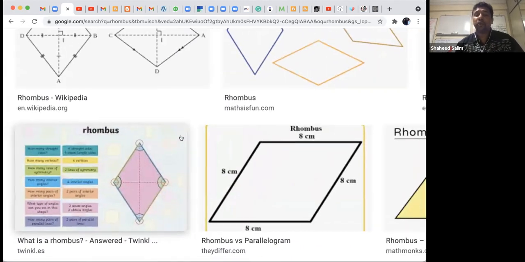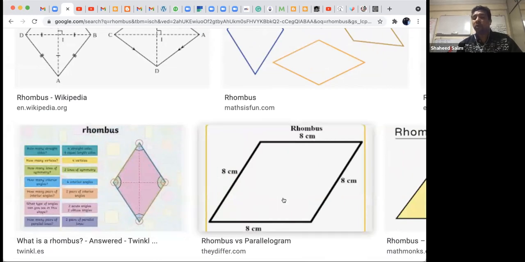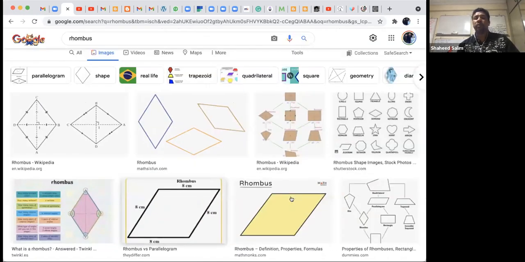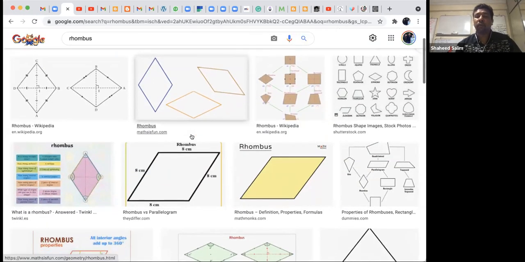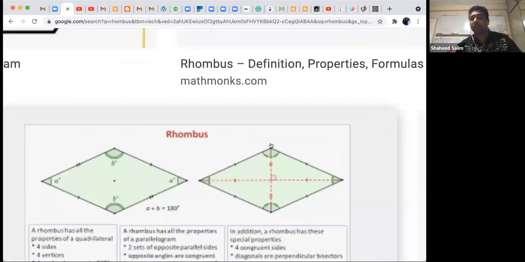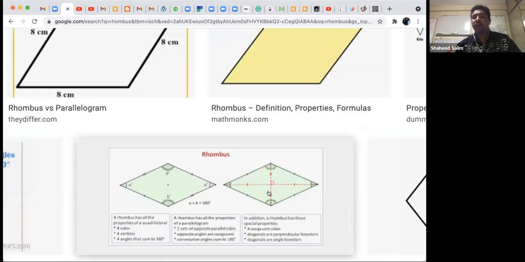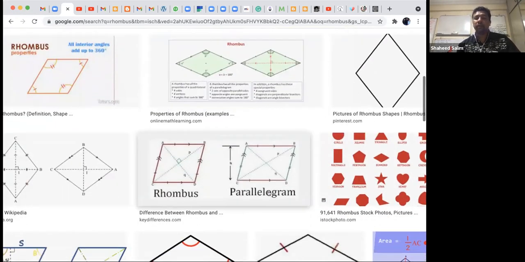A rhombus is a parallelogram. So in a rhombus, all four sides are the same and opposite angles are equal. Okay, that's a rhombus. And I'll give you one more fact. If you were to draw a diagonal, from here to here, and cut down here, this one will be 90 degrees. That is a rhombus.